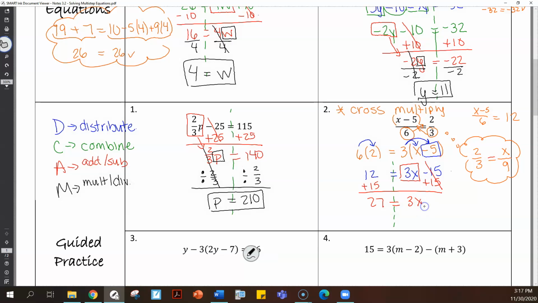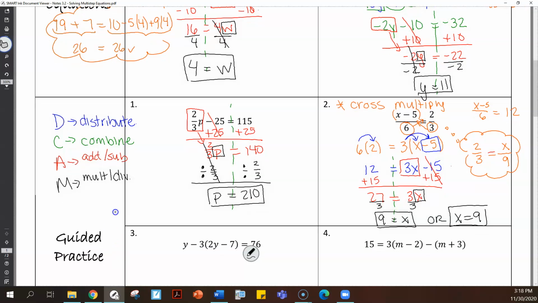Lastly, I got 3x alone. Now I want just x. I'm going to get rid of the 3 by dividing on both sides, and I get 9 equals x. Okay, you can check that by plugging it back in, but remember that the order of this doesn't matter. X equals 9 is the same as 9 equals x. Okay, so don't let this being backwards stress you out.